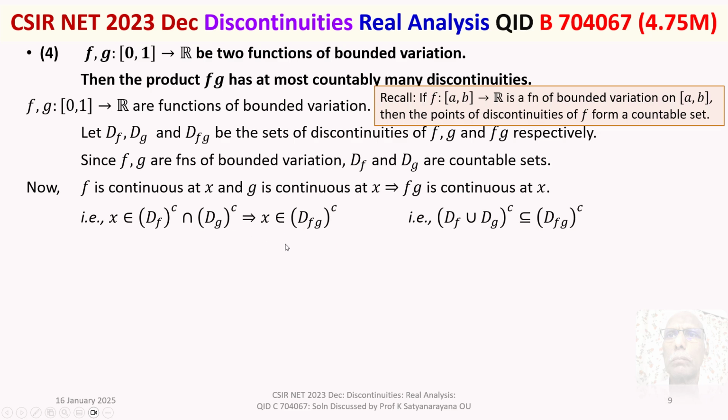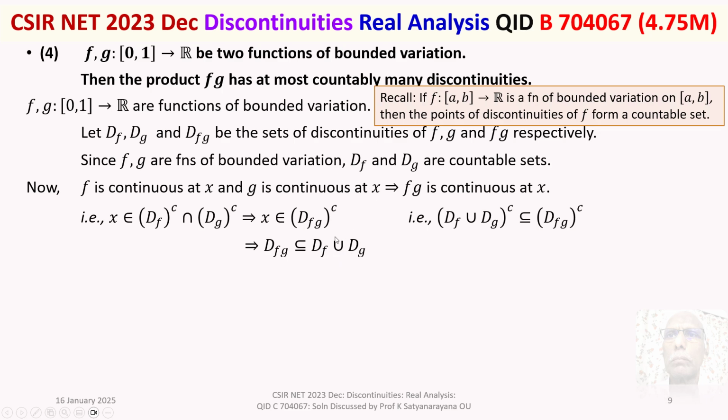Use De Morgan's law here. x belongs to Df complement intersection Dg complement, and by De Morgan's law you will get x belongs to (Df union Dg) complement. That will imply x belongs to Dfg complement. So (Df union Dg) complement is contained in Dfg complement. Take the complements on both sides, and the inclusion will get reversed. It will imply Dfg is contained in Df union Dg.